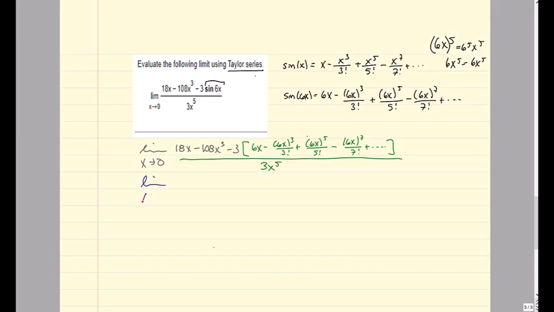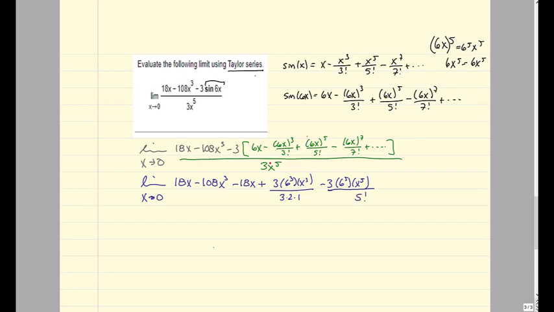So I have the limit as x approaches 0 of 18x minus 108x cubed. And I'm going to go ahead and distribute the minus 3. If I do that, I'm going to get minus 18x plus 3 times 6 cubed x cubed over 3 factorial, which would be 3 times 2 times 1. Okay, minus 3 times 6 to the 5th x to the 5th all over 5 factorial. And I'm just going to write it as 5 factorial.